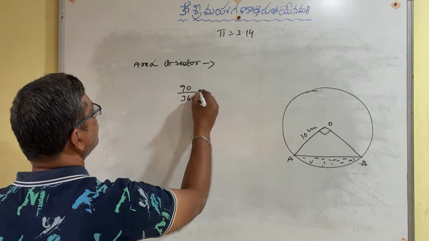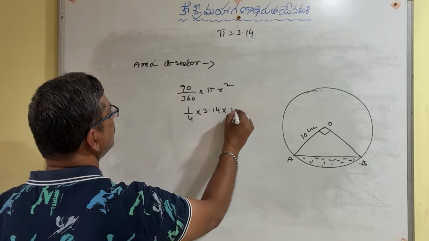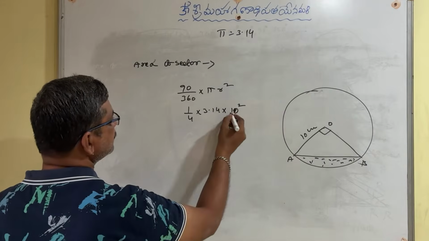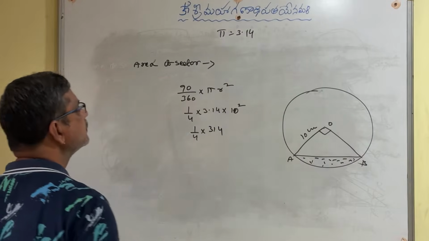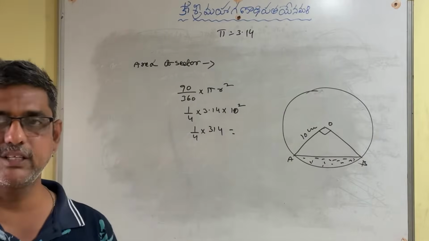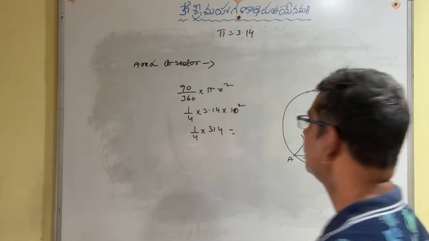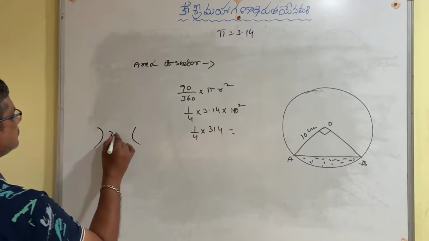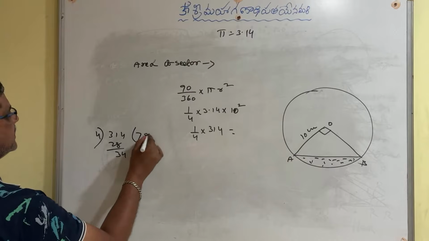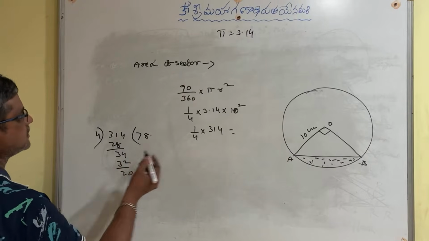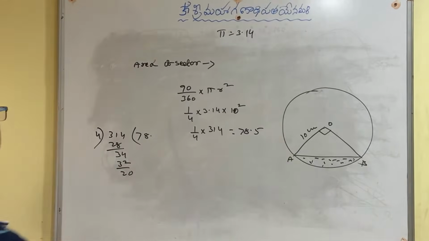90 by 360 into pi r square. This is 1/4. 3.14 into 10 square. 10 square is 100. 1/4 into 3.14 into 100, 314, divided by 4. 4 7s are 28, 4 8s are 32. So 78.5. Area of the sector is 78.5.